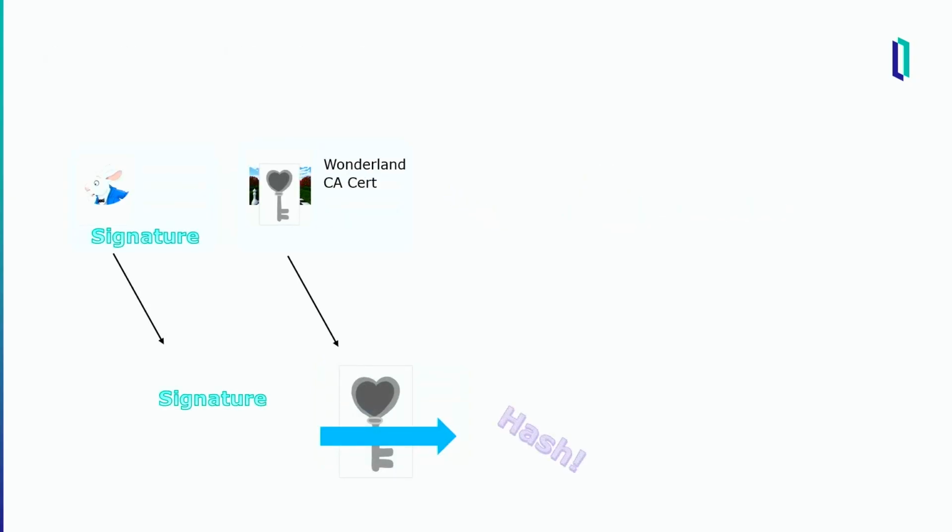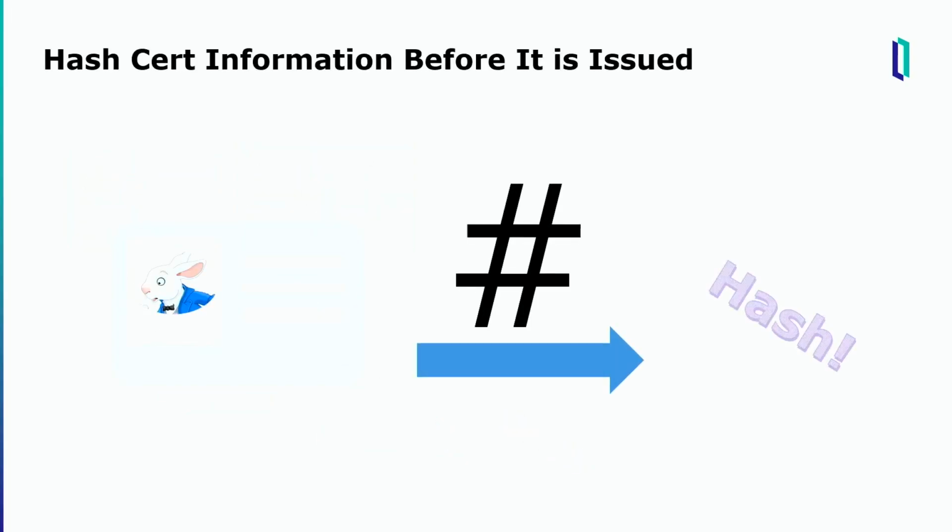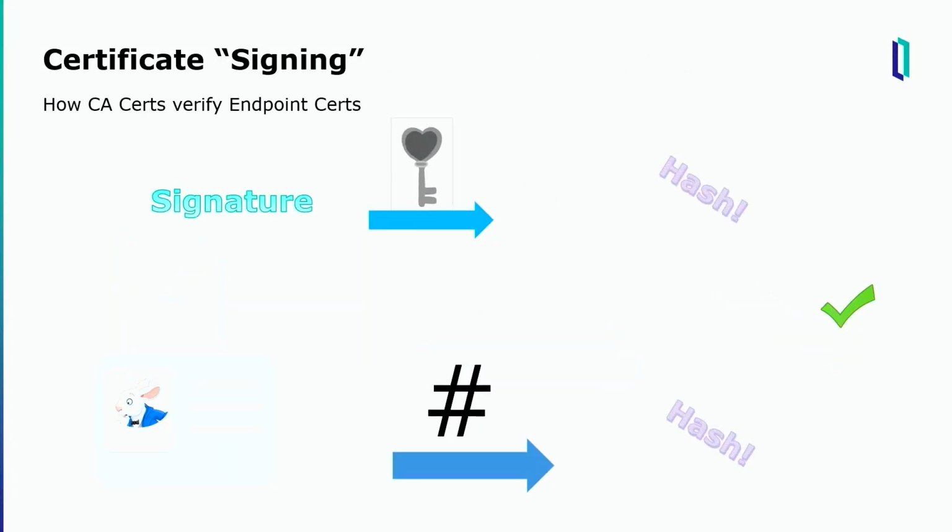So, if someone takes the signature from the endpoint certificate and then runs it through the CA public key, which they can get from the CA certificate, they should get back the original hash of the endpoint certificate information, which you can also just get by hashing the information from the endpoint certificate directly. So, if you calculate the hash both ways and they both match, you know that the endpoint certificate was processed using the private key of the certificate authority, which only the certificate authority should have, meaning it is authentic.